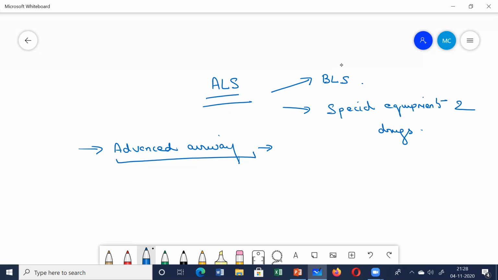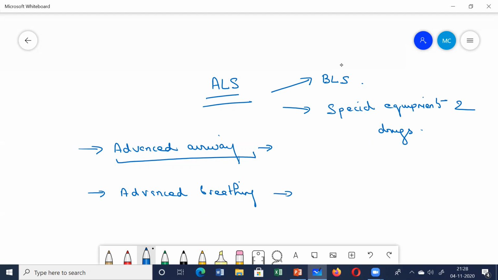Next, what do you understand by advanced breathing? In advanced breathing, first you have to confirm the endotracheal tube. Most important is that you have to confirm the endotracheal tube using clinical assessment and the use of a device. How are we going to assess it using a device? Usually we are going to use an esophageal detector device, capnograph.